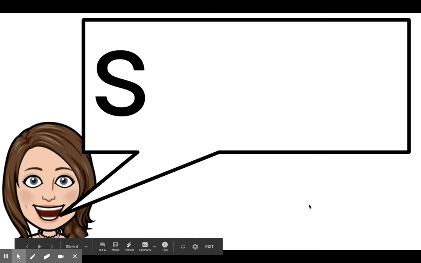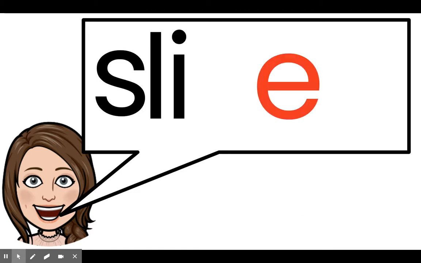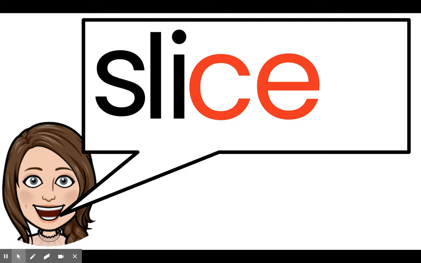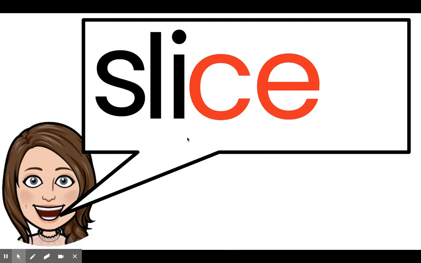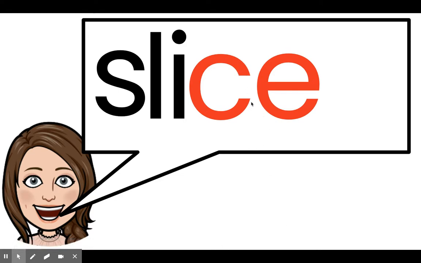S. O. I. S. Good job remembering the soft C sound. Let's blend all those sounds together. Slice. Read slice. Remember, when C or G is followed by E, I, or Y, it will make its soft sound. The soft sound for C is S, the same sound you hear with the letter S.